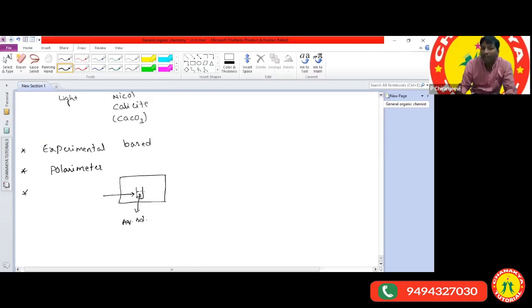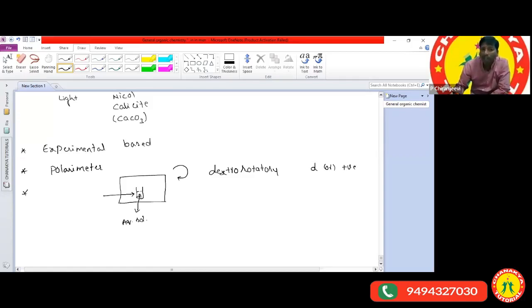the optically active compound rotates the plane polarized light in either direction. If it rotates in the clockwise direction, that is, towards the right hand side, we call it dextro-rotatory. Dextro-rotatory is represented with a small d, and also with the positive sign.